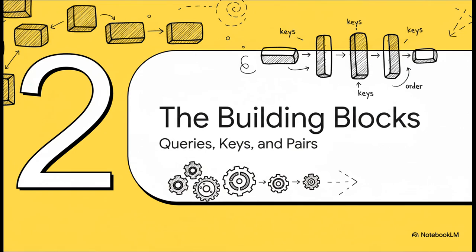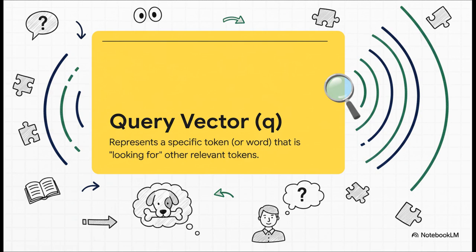Okay, so to understand the whole thing, we've got to start with the absolute basics. Let's talk about its building blocks: queries, keys, and how they get paired up. First up, we've got the query vector. We'll just call it Q. You can think of this like a word sending out a search signal. It's asking a question, like, hey, who's doing the biting around here? Or what is getting bitten? It's basically looking for other words to figure out its context.